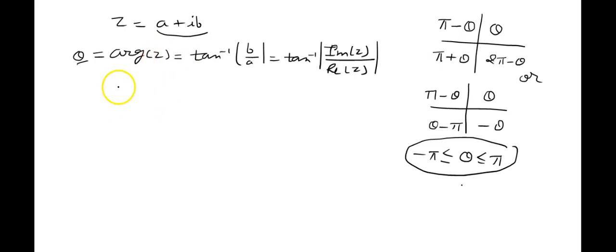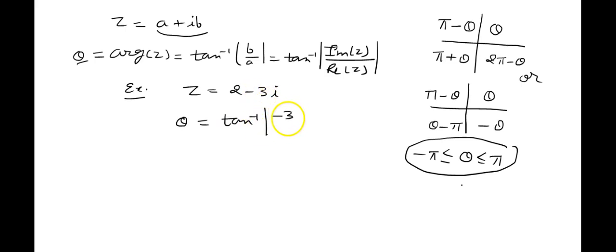So this is a bit tricky, so I'm going to take an example. Let z = 2 - 3i, which I've used earlier also. First thing I'll do is find theta. Theta is tan inverse of the modulus of the imaginary part divided by the real part, so my answer is going to be tan inverse 3 by 2. But this is not it. I have to check which quadrant 2 - 3i is going to fall in.